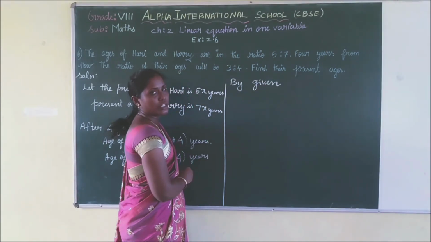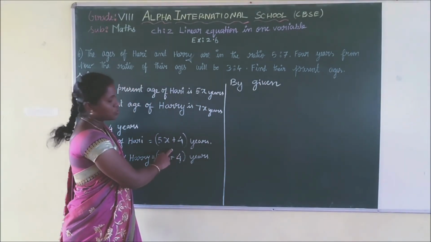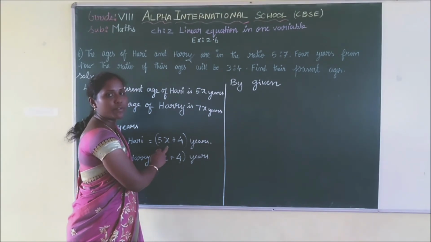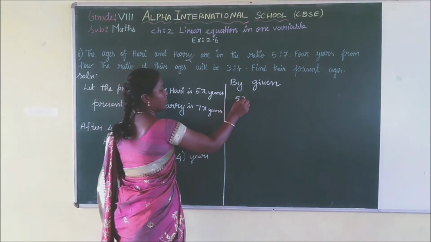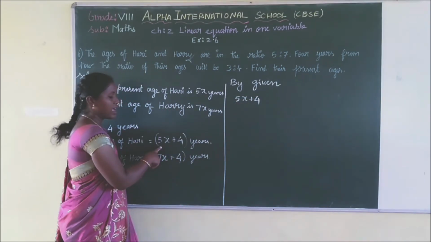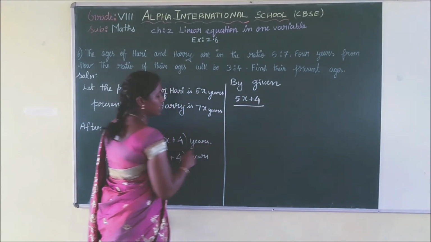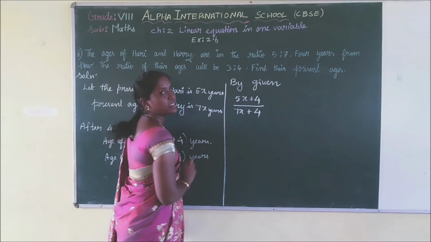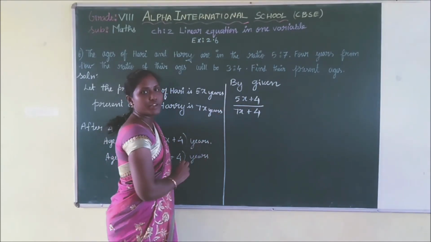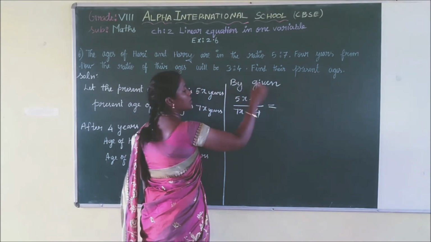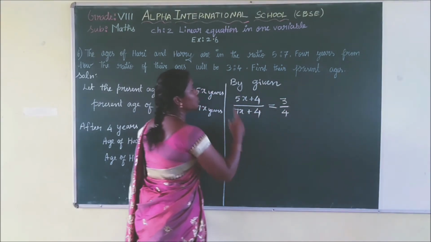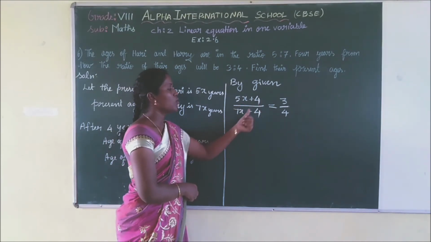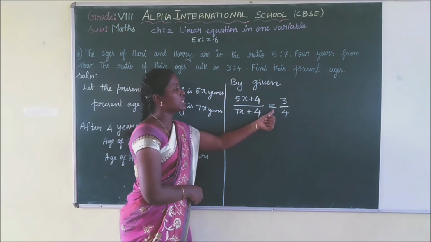By the given condition in the question, the ratio of their ages after 4 years. So if we take their ages in ratio after 4 years, how can we take it? 5x plus 4. After 4 years, Harry will be 5x plus 4 and Harry will be 7x plus 4. This will be equal to 3 by 4. So 5x plus 4 by 7x plus 4 is equal to 3 by 4.